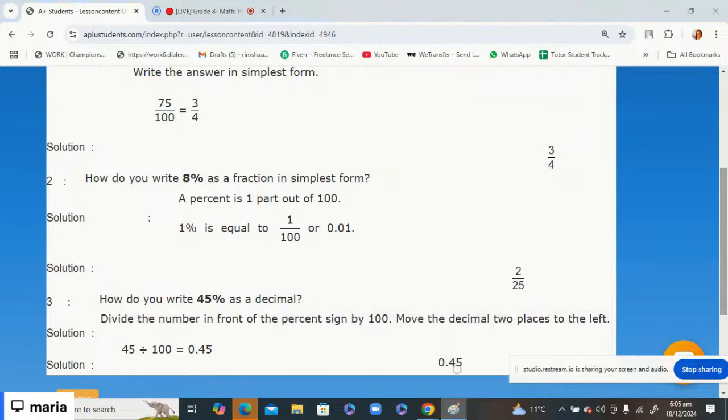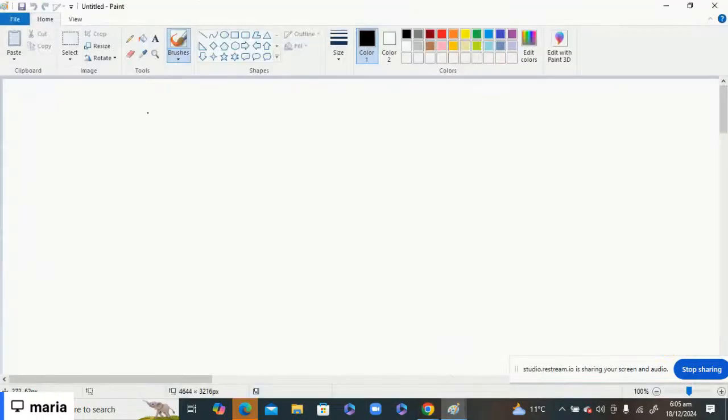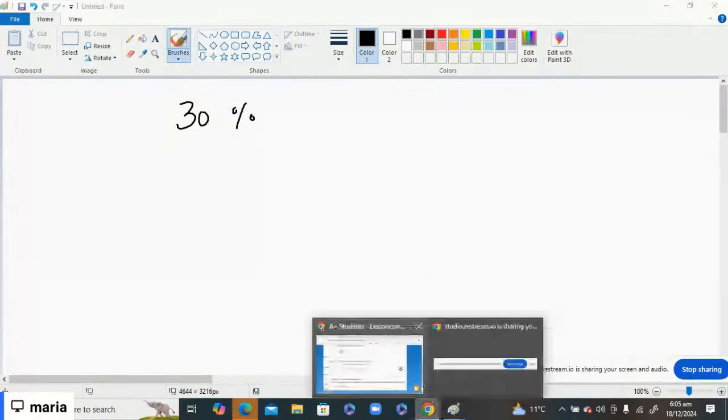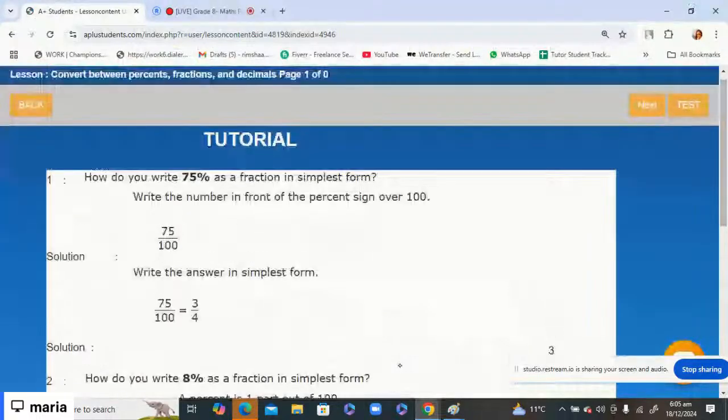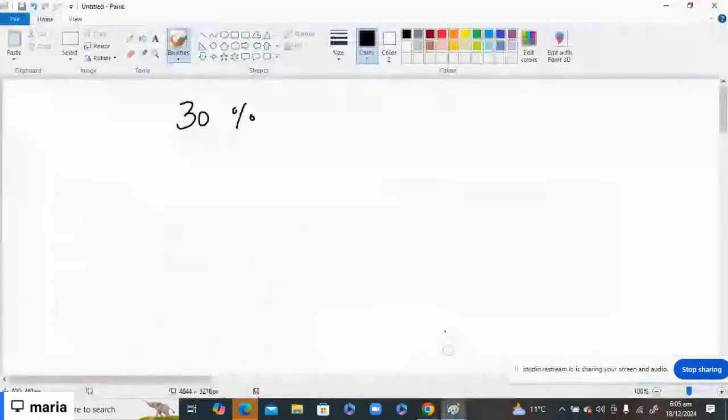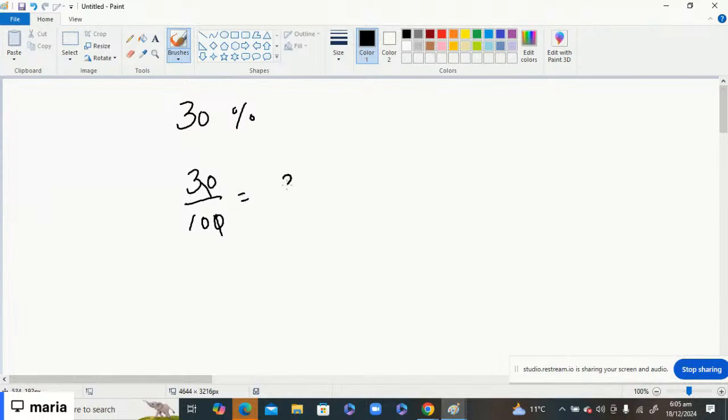For example, if they are saying convert 30% into a fraction in the simplest form, the answer is 30 over 100. As a fraction, you can put it 3 by 10. This is in the form of the fraction.